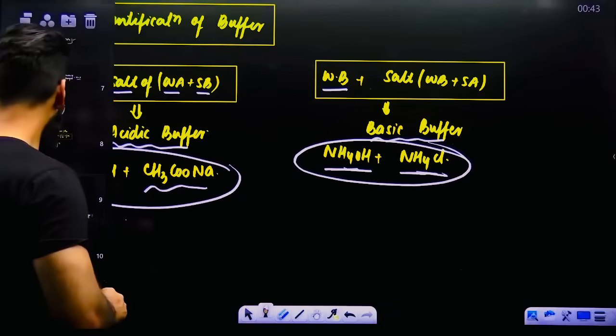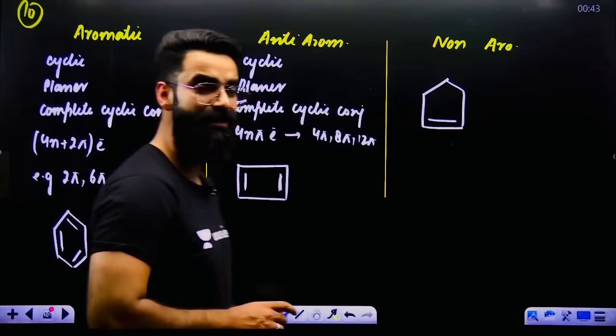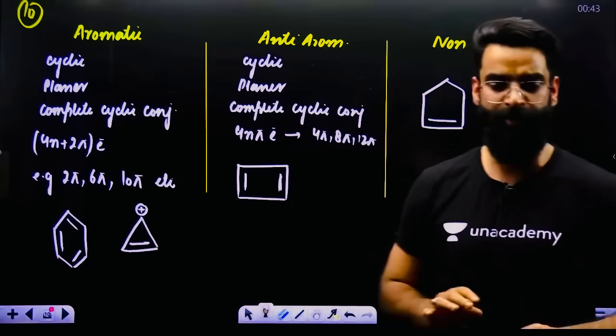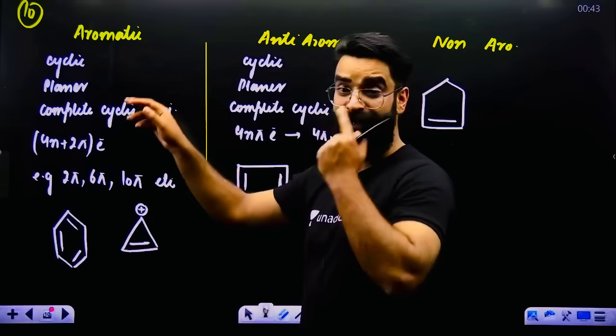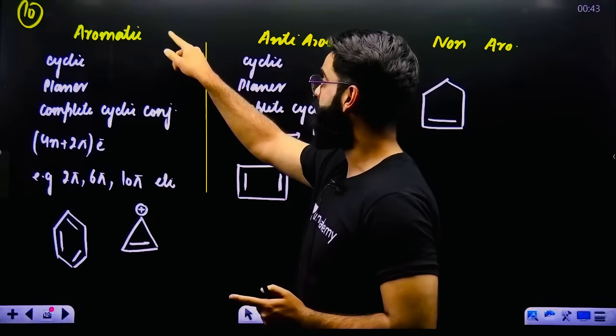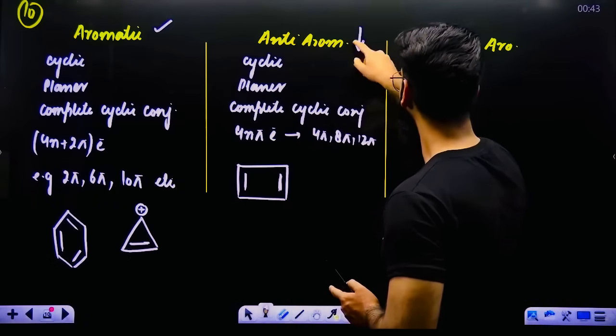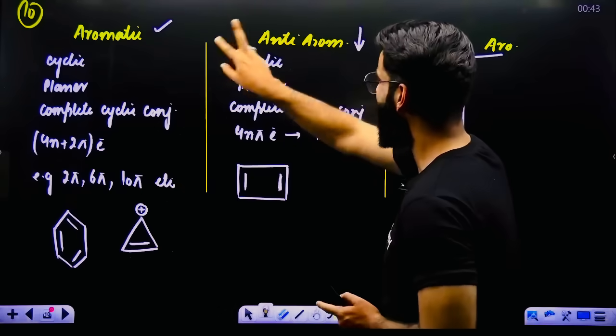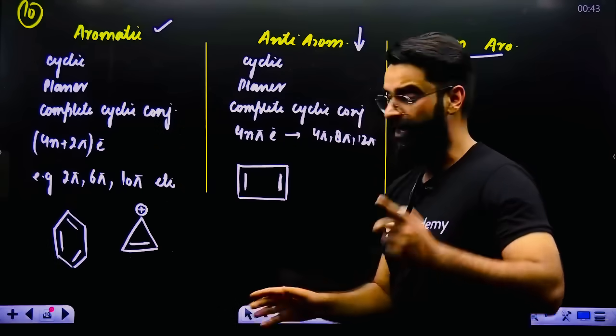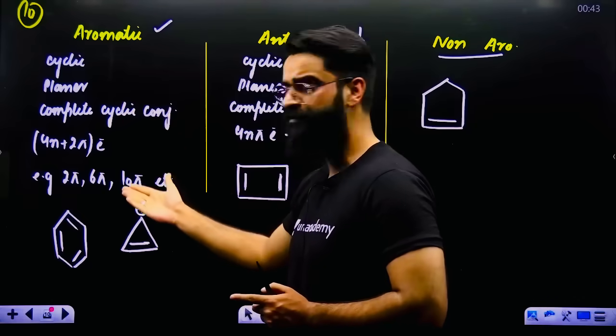My dear students, concept number 10. How do you check whether the given species is aromatic, non-aromatic or anti-aromatic? The aromatic compounds are considered to be maximum stable, right? Anti-aromatic are considered to be least stable. The stability of non-aromatic is between aromatic and anti-aromatic. Perfect. Now, these are the parameters of your aromatic compounds.